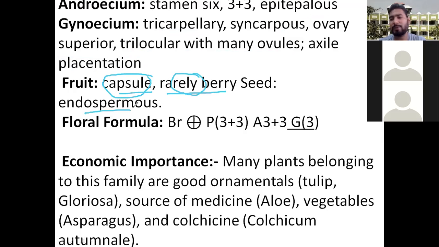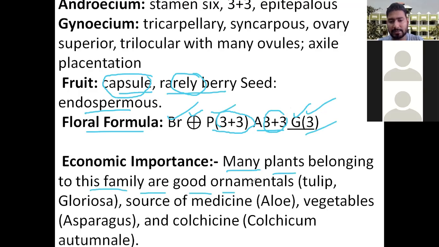Seed endospermous, because I told you most of the monocots are endospermous. Floral formula: bracteate, actinomorphic, perianth, that means 3 plus 3, gamotepalous, and A 3 plus 3. They also have two whorls of stamens, and then superior ovary. Syncarpous condition, tricarpellary.